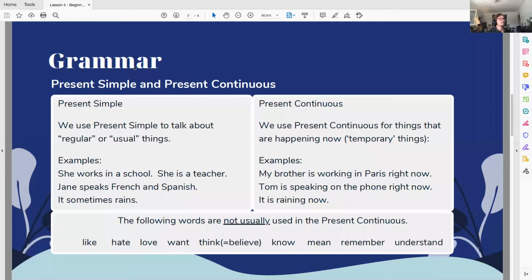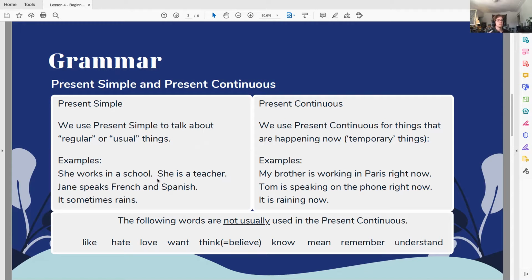So, as you can see, when we're talking about the present simple, that's what we're using to talk about things that are regular or usual. So for example, she works in a school. She is a teacher. Jane speaks French and Spanish. It sometimes rains. Okay, so when we look at these examples, we've identified our subject and we've identified the activity and the verb in question.